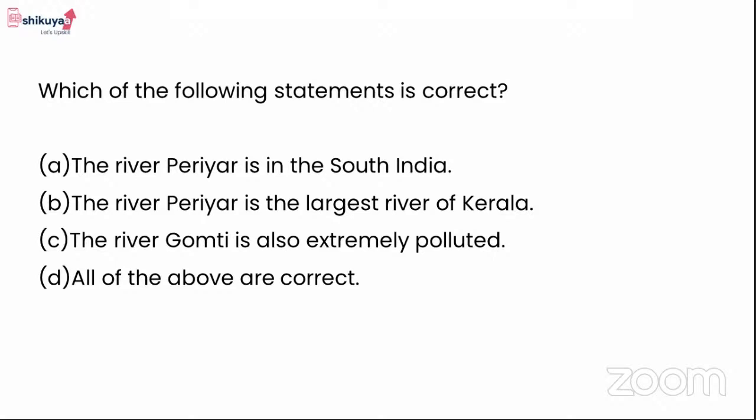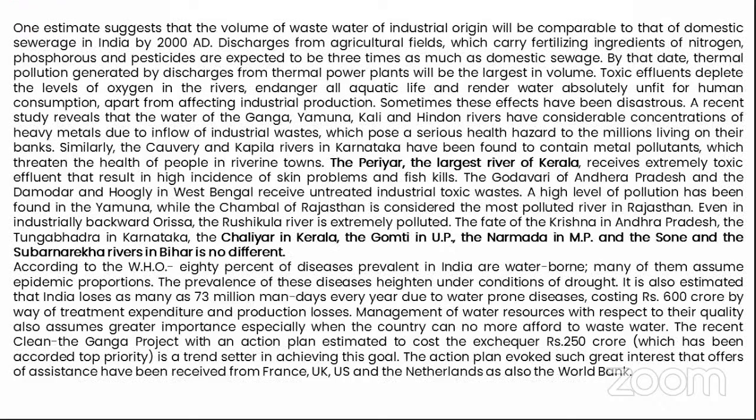Okay. Now, where did we read these words? Periyar, Gomti, Kerala, South India. Where did we see these words? In paragraph 2 on the second page. Right? Can you see this highlighted word in the passage? The Periyar is the largest river of Kerala. Okay, that is also in the given options.